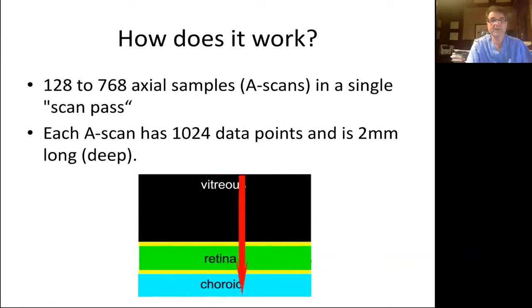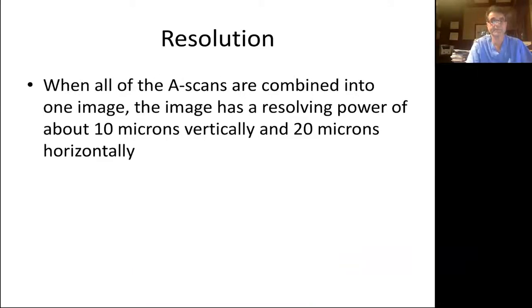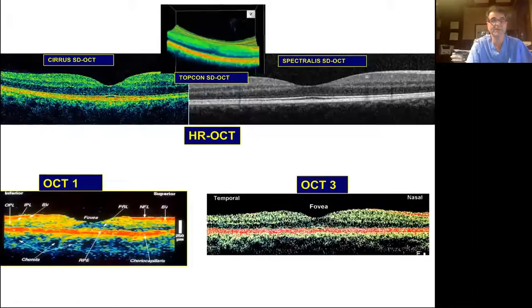Well, how does that work? So each scan is simply an A scan, and the computer will sample various parts of the tissue. And in this case, we're showing a line. So each A scan is summed to form a B scan that we're all familiar with. When all these A scans are combined in one image, the image has a resolving power of about 10 microns vertically and about 20 microns horizontally.